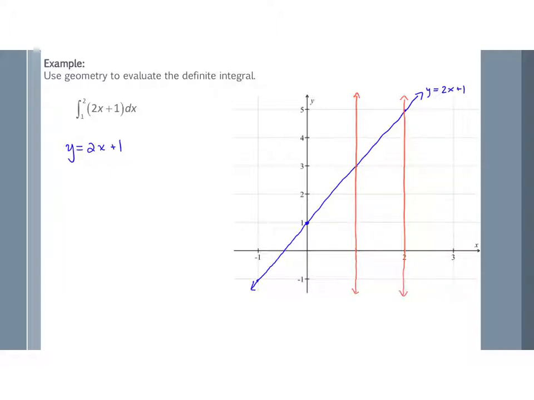So if we look at our x-axis, and we shade now the region bounded by these 4 curves, what do we get? We obtain a trapezoid. And we know the area of a trapezoid. So let's go ahead and evaluate our integral.